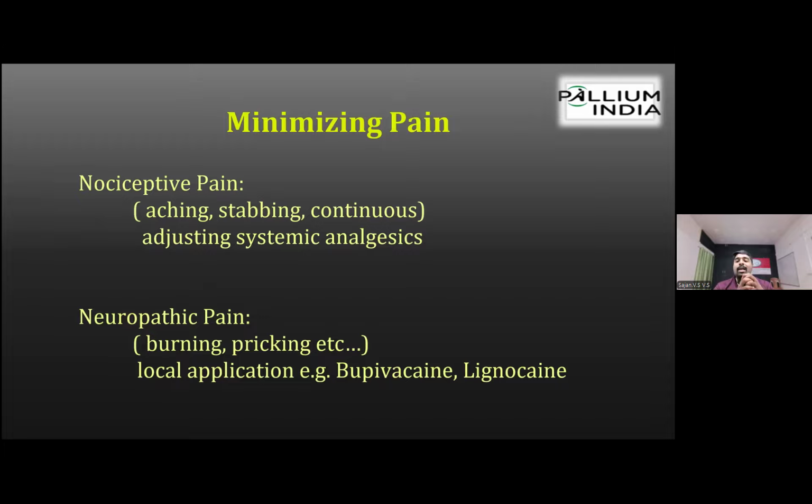Once neuropathic pain, such as burning or pricking pain, is reported, we can use local application of lignocaine or bupivacaine. In our setting, we use injection bupivacaine. Injection bupivacaine 0.25% and 0.5% is available. For 0.25%, we take 6 ml of medicine plus 4 ml of distilled water, making it a 10 ml quantity of medicine.